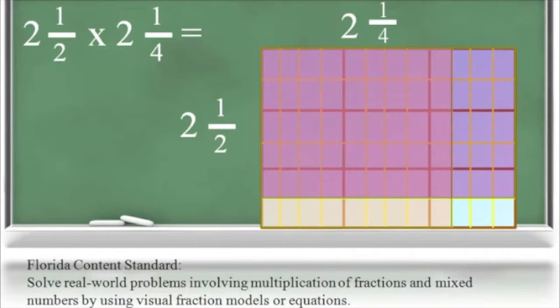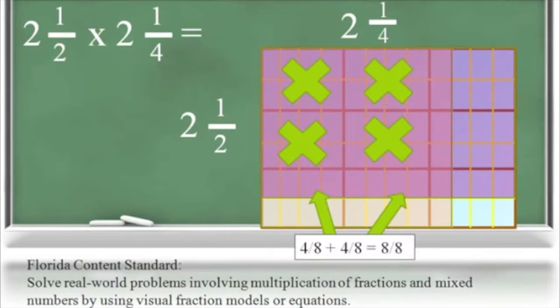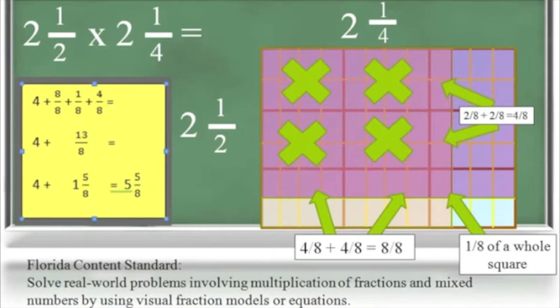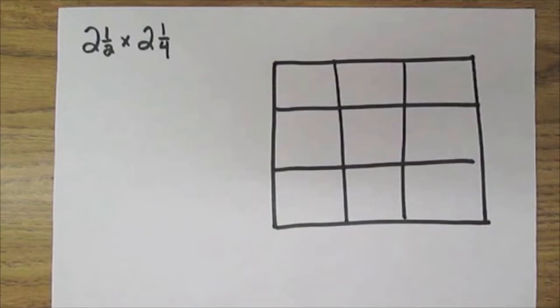We could find the product of 2 1/2 times 2 1/4 by adding up all of the eighths in each section. 4 whole squares plus 8 eighths plus 1/8 plus 4 more eighths would give us a total of 13 eighths, or 5 5/8.